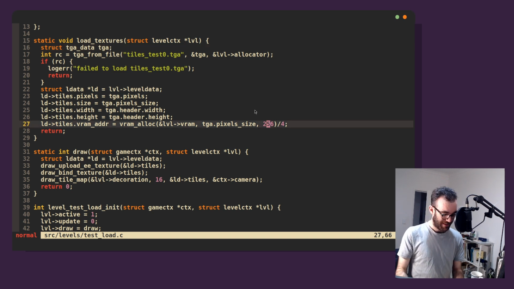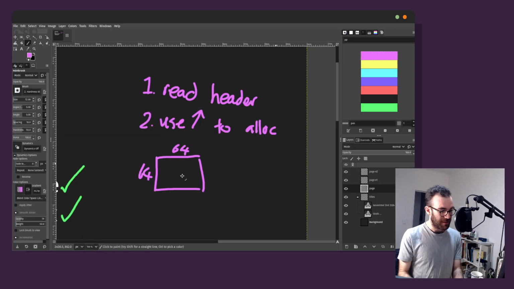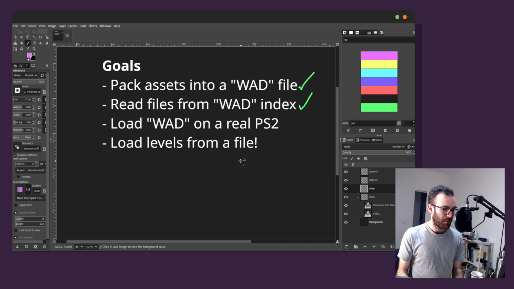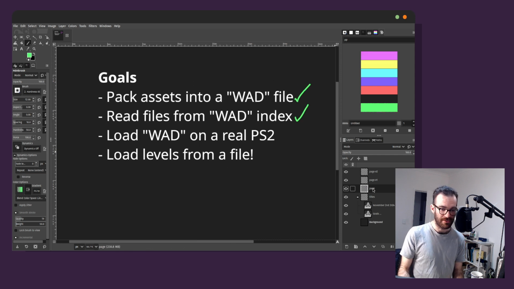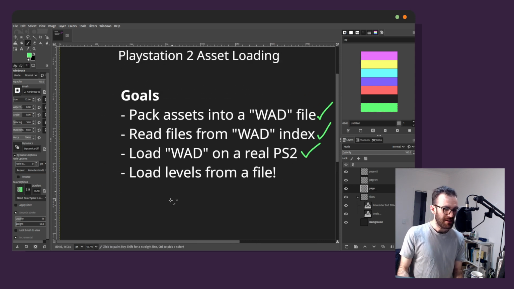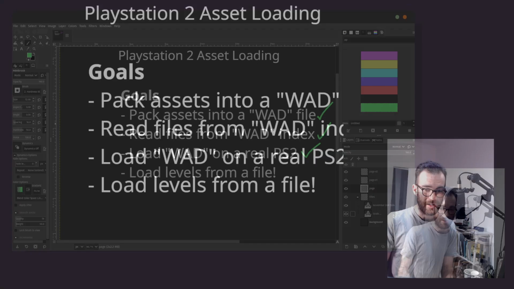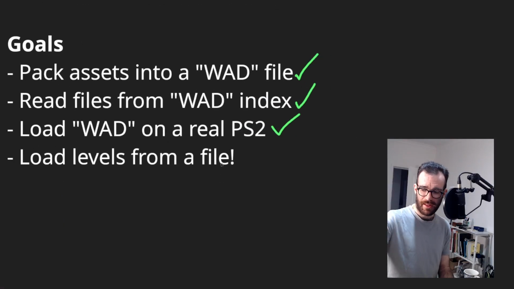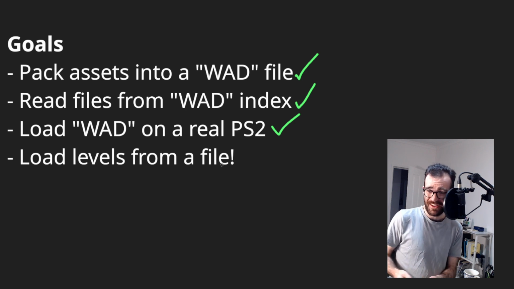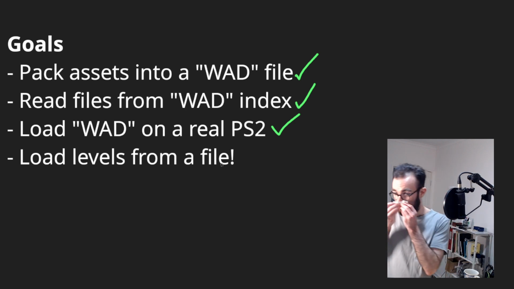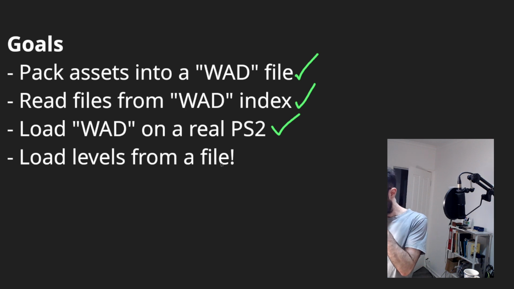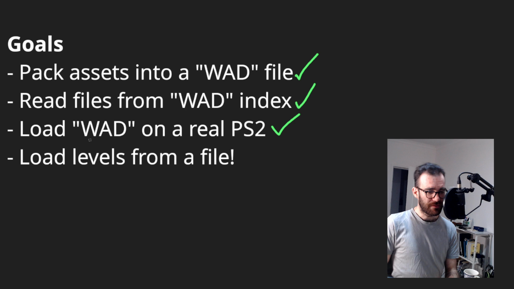This is where we are. Things crash sometimes and I don't know why, but that's okay. Technically speaking, we did in fact load a WAD on a real PS2, so we can check something off our list. And now I just want to load actual levels like tile maps and stuff from a real file. That'd be kind of cool, because doing it all in code, it sucks. It's a really bad idea. Don't do that.